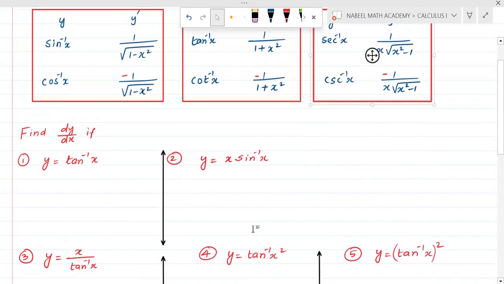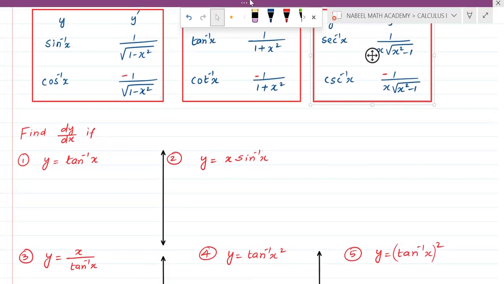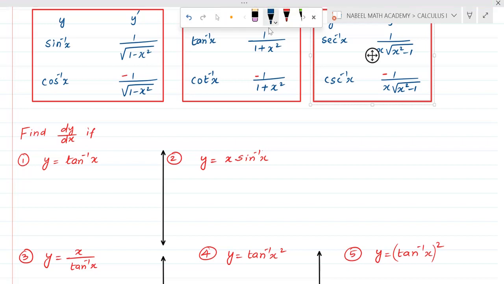The first one is direct. What is the differentiation of tan inverse x? You use the direct rule, so y prime is equal to 1 over 1 plus x square. That's it.